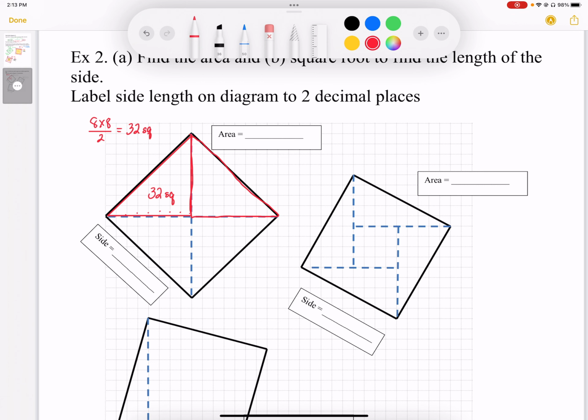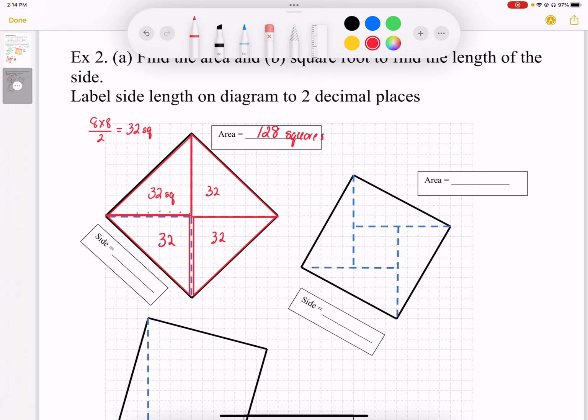Because all four triangles are exactly the same, I can fill in my area for the rest of these. There are 32 squares in each. Make sure you fill that out on your diagram. And then the area is going to be 32 plus 32 plus 32 plus 32, or we can do 32 times 4. And the area is going to be 128 squares.